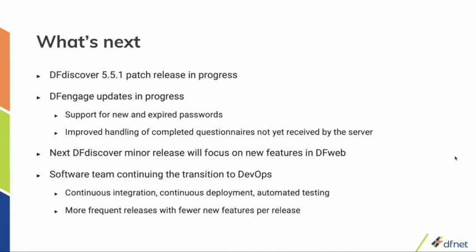And we've talked in the past about how we are transitioning to DevOps as a software team. We're continuing that transition now with continuous integration, continuous deployment, and automated testing. Those things are all in the works. Our plan for the future is that we will be releasing more frequently, and each release will have fewer new features. 5.4, 2021 came out about a year ago, and we're hoping to have shorter release cycles so that you're getting new versions and new features on a more frequent basis, and we won't have to pick and choose a top 10 to share with you of all the additions that we've made.